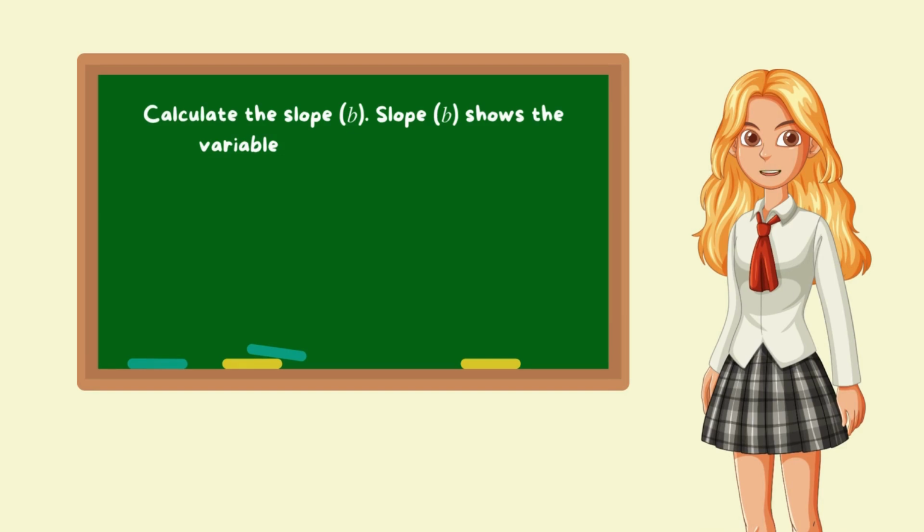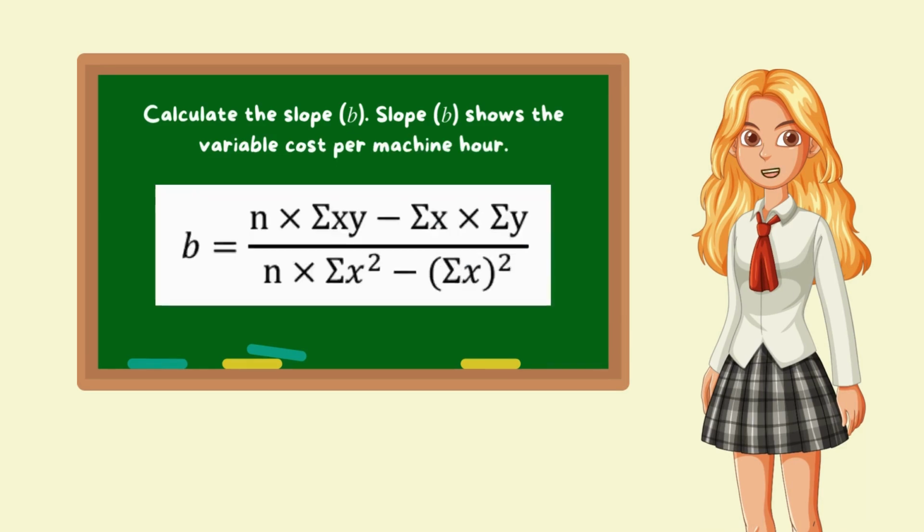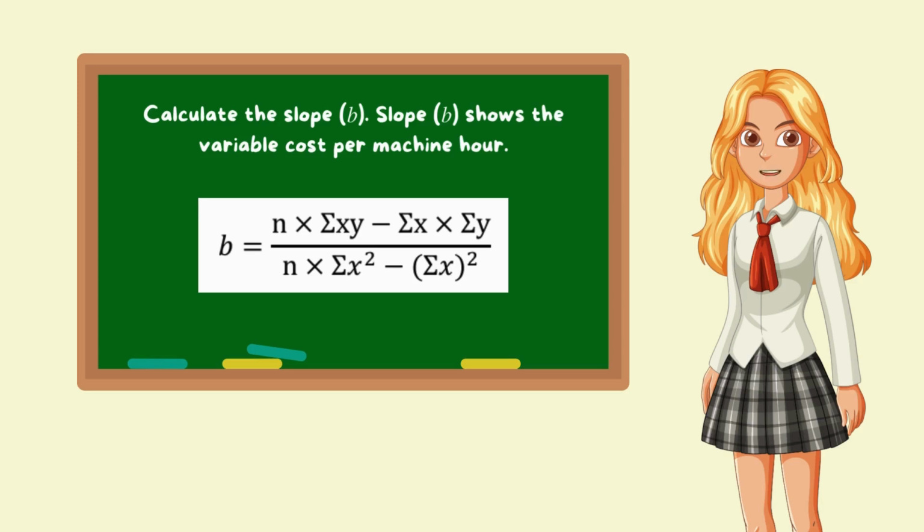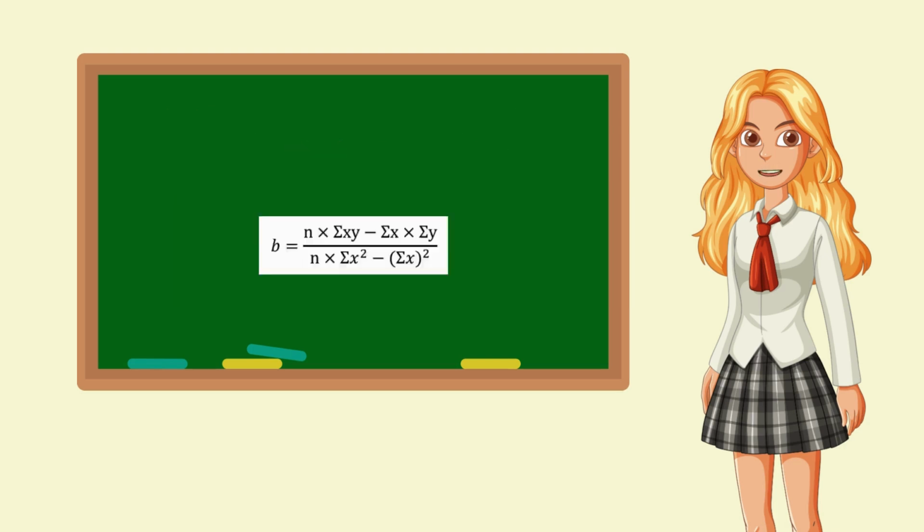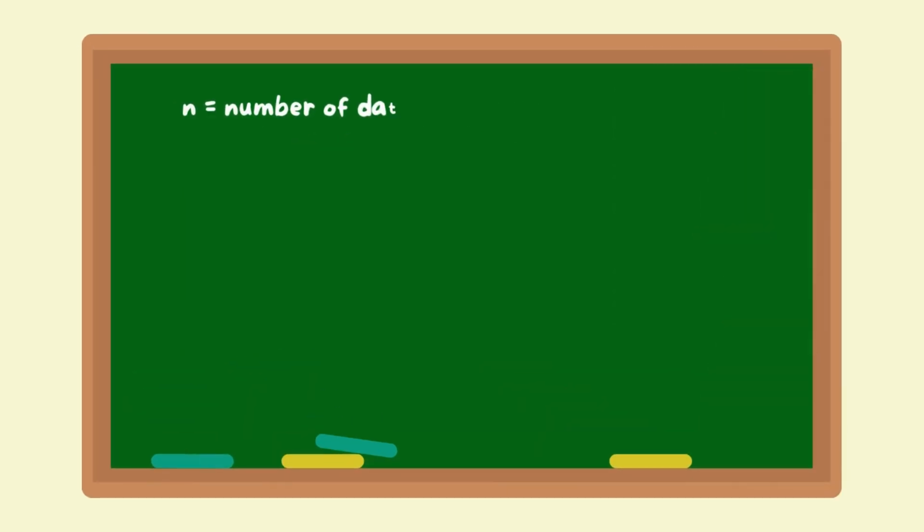Slope b shows the variable cost per machine hour. Let's substitute the value into the following formula. To calculate the value of b, we use the formula for the slope of a linear regression line, which is b equals n times the sum of x times y, minus the sum of x times the sum of y, divided by n times the sum of x squared, minus the square of the sum of x. In this case, n represents the number of observations, which is 6 months.